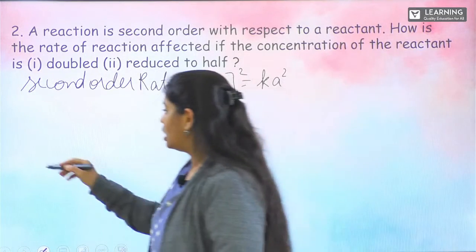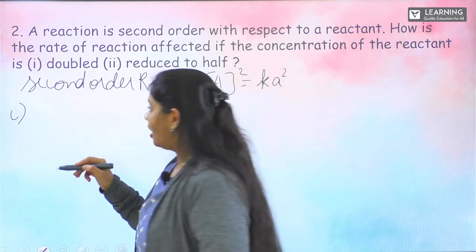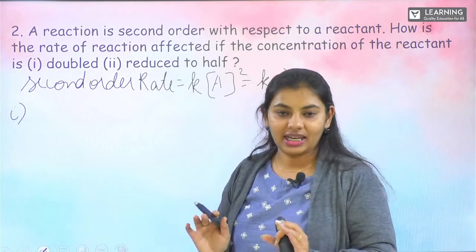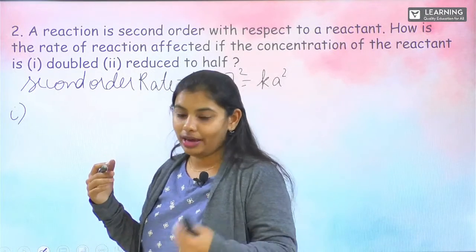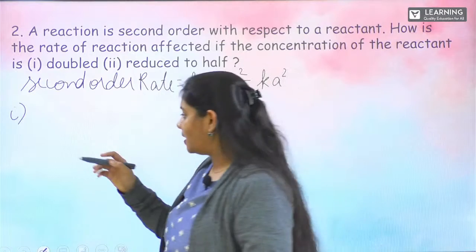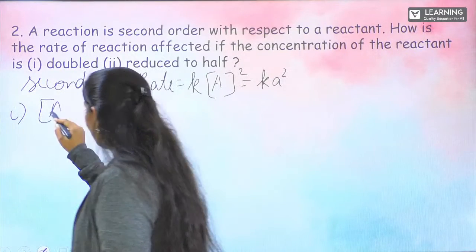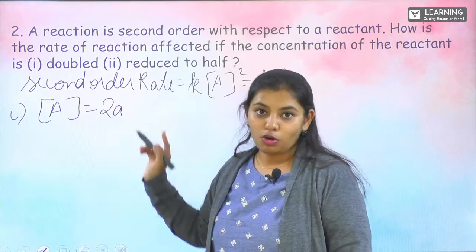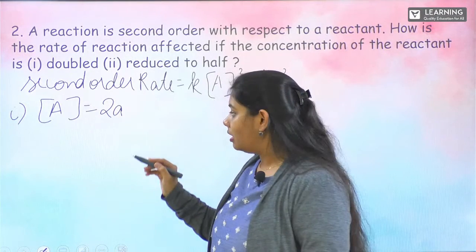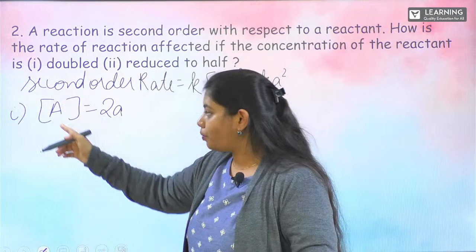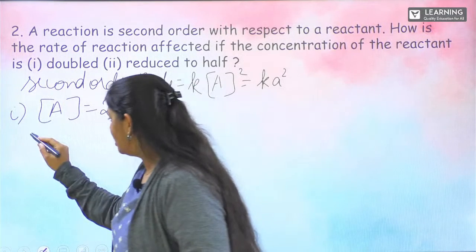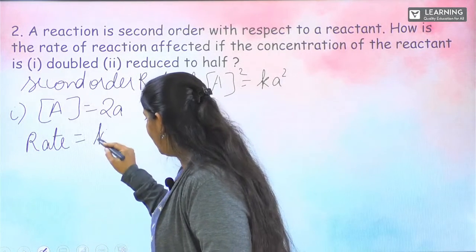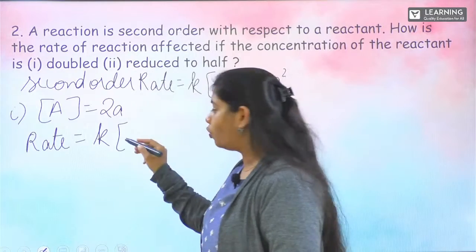Now the first case. What is the first case given here? The concentration of A is being doubled. The reactant here I'm taking as A, that's why I'm just saying A. The concentration of the reactant is being doubled, so we can write A is equal to 2A. Clear? Now I'm just going to put this into the rate expression and find out the rate. So this rate is going to be K. What is the concentration of A? 2A.